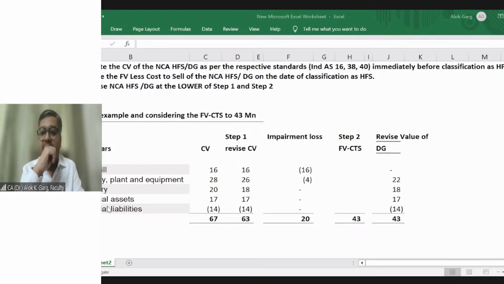Others did not get the loss because they are on fair value. Yes, Ravi. As I told you, inventory is already at net realizable value, right? The financial assets are already measured at fair value on the reporting date. Fair value means the value in the market.